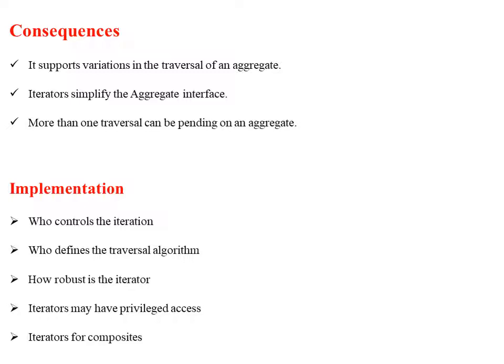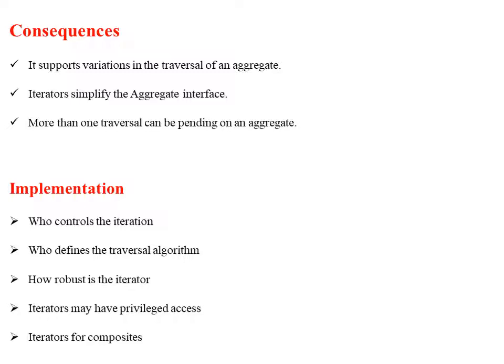Next, coming to the implementation. Some questions may arise in the implementation technique. Who controls the iteration? Who defines the traversal algorithm? How robust are the iterators? These are some of the questions that arise when implementing the iterator pattern. Other implementation techniques are that iterators may have privileged access, and iterators for composites.